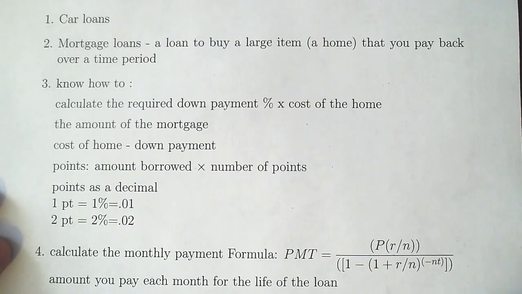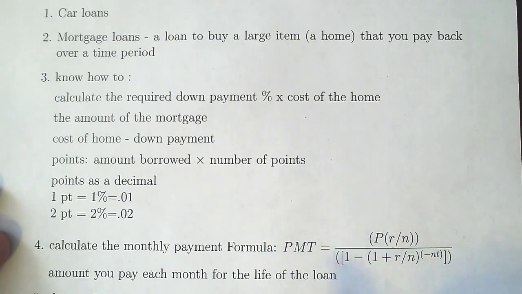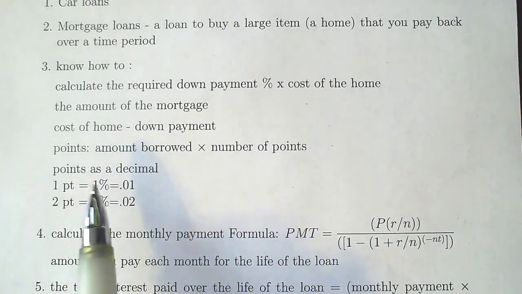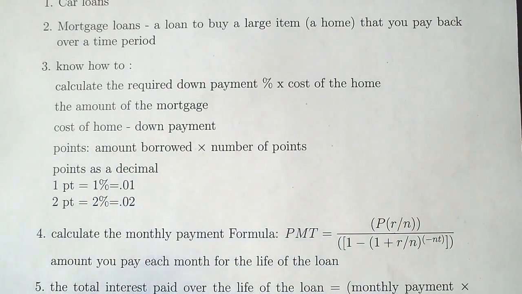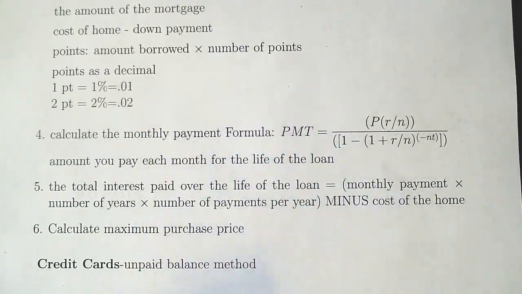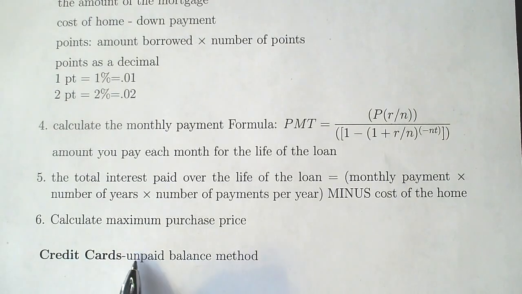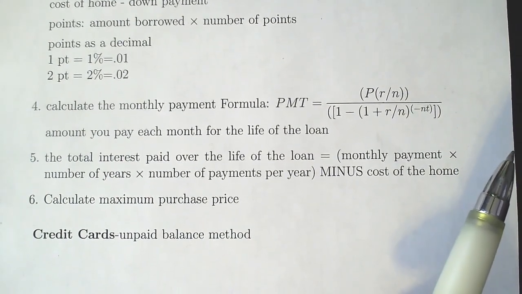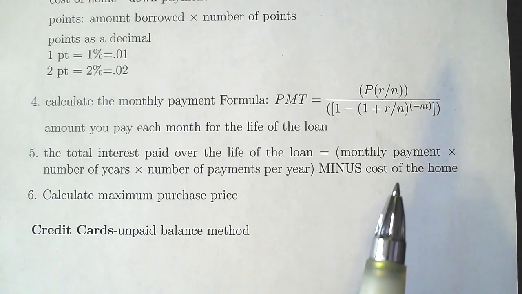And then this kind of goes over that monthly payment formula that we had. Remember the thing about points, that's for mortgages. So if a mortgage has 1 point, then you kind of have a 1% amount and so on. And then in the end, since this is just a quick review, it just says credit cards, the unpaid balance method. So it doesn't have any big crazy formulas, just kind of the small formulas that we used.